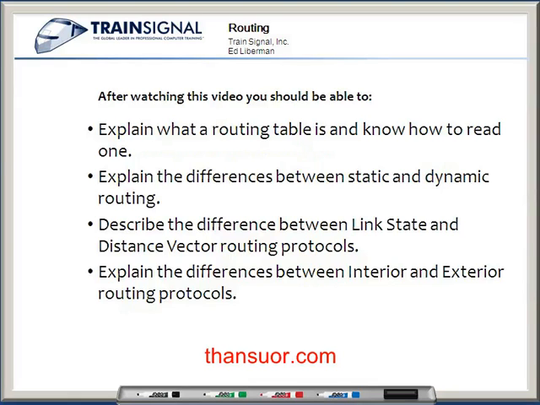Alright, well, after watching this video, you should now be able to explain what a routing table is and know how to read one. You should also know the route command, or at least the basics: route print to display a routing table, route add to add an entry, and route delete to delete an entry. You should be able to explain the differences between static and dynamic routing, and obviously static is kind of the old way of doing things. It's very manual. Dynamic's the way to go. You should be able to describe the differences between link state and distance vector routing protocols and know which ones are which. And you should be able to explain the differences between interior and exterior routing protocols.